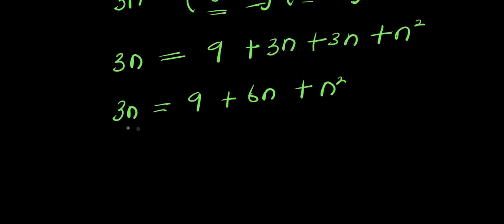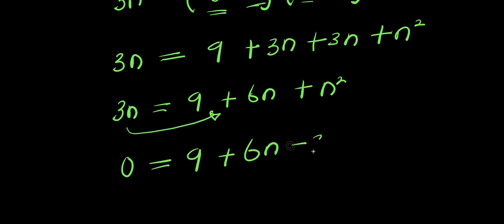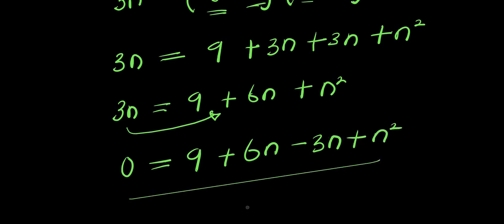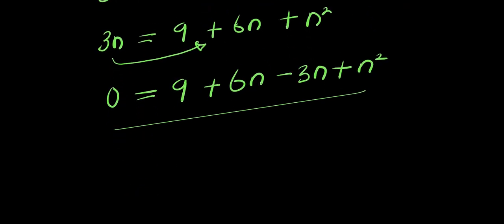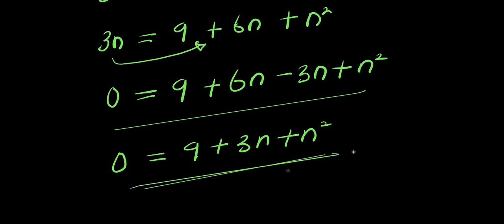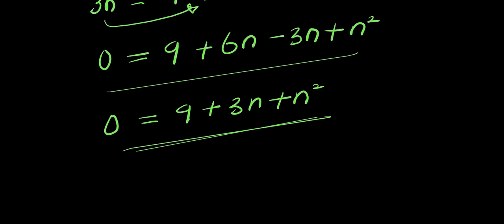So from here, move 3n over here. I have 0 equals 9 plus 6n minus 3n plus n squared. So I rearrange this equation. We still have 0 equals 9 plus this is 3n plus n squared. So let's solve this and let's rearrange it well, starting with n squared plus 3n plus 9 equals 0.